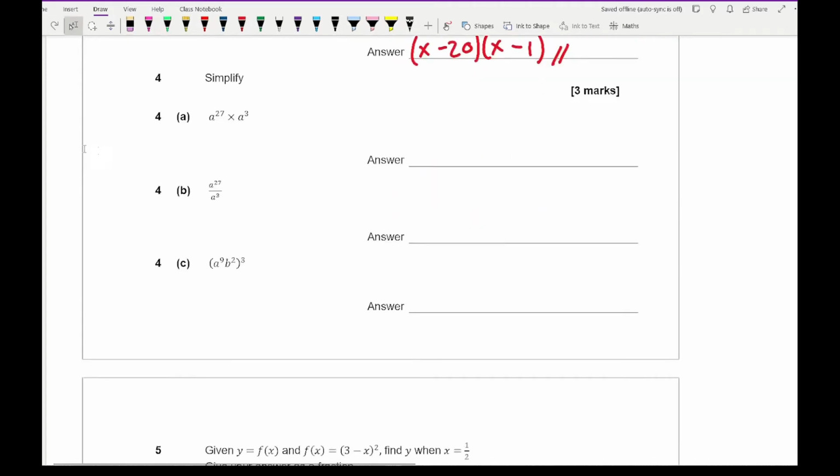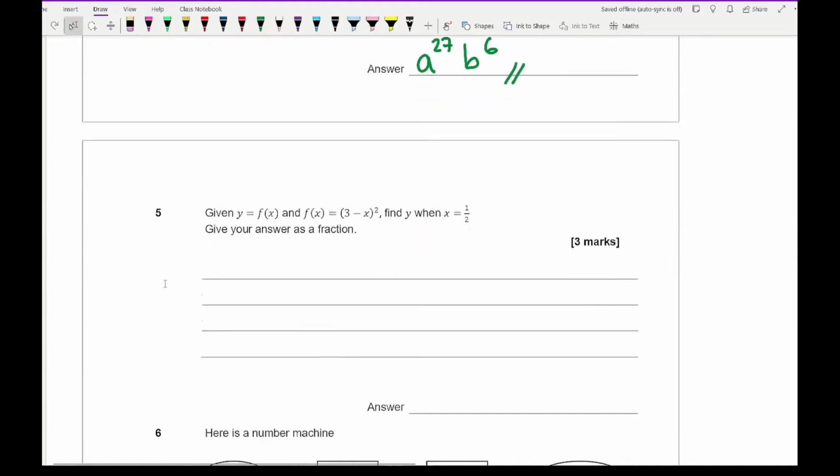Then moving on to question 4, which looks at indices. So again, when we're multiplying, we add the powers when the bases are the same. So that's going to be a to the power of 27 plus 3, which is 30. Then when we're dividing, we take away the powers, so it's going to be a to the power of 27 take away 3, which is 24. And then when we've got brackets, we multiply the powers, so it's going to be a to the power of 9 times 3, which is 27, and b to the power of 2 times 3, which is 6. And just make sure the powers look like powers, not integers.